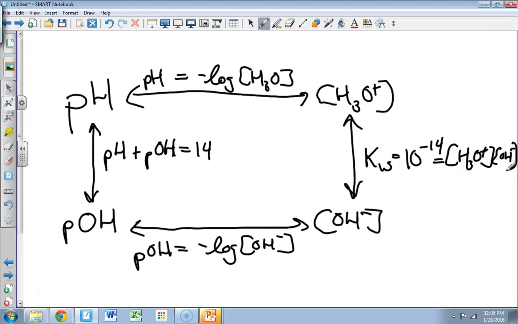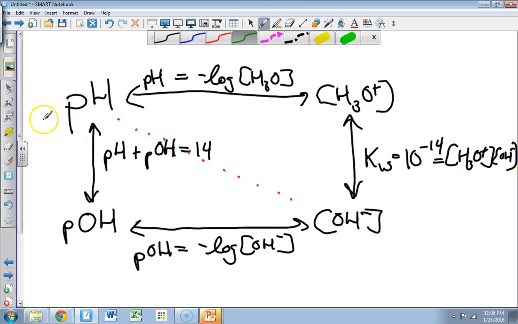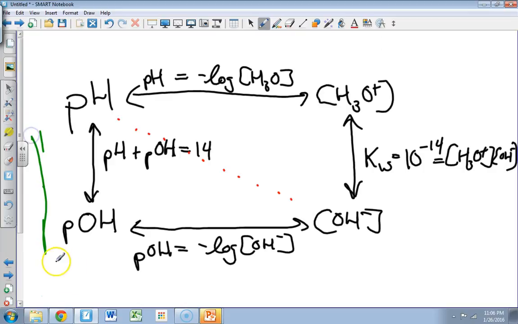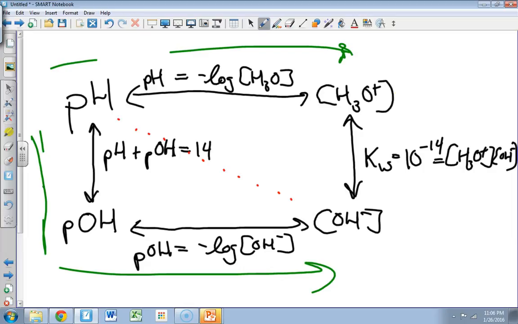Now, notice what you can't do, and I'll do it in red because you can't do it. You can't go directly from pH to the concentration of hydroxide ion. No, you can't do that. You'll either have to go, and I'll do this one in green, to pOH and then the hydroxide ion, or you'll have to go to hydronium ion and then down to hydroxide ion. And the same is true for any of these corners.